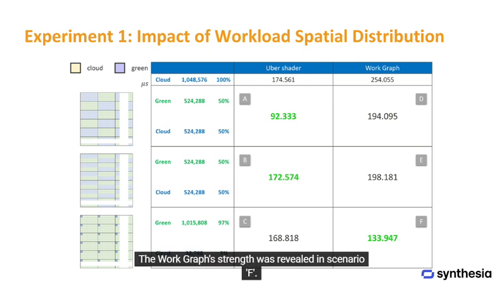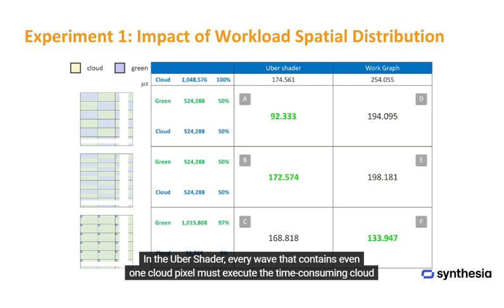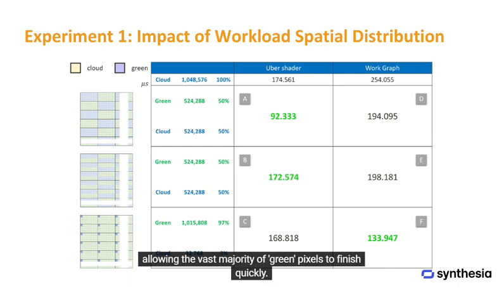The work graph's strength was revealed in scenario F. Here, the work graph was about 1.26 times faster than the Uber shader. In the Uber shader, every wave that contains even one cloud pixel must execute the time-consuming cloud computation. The work graph, by rescheduling, integrates the few time-consuming cloud tasks into the same dispatch, allowing the vast majority of green pixels to finish quickly.